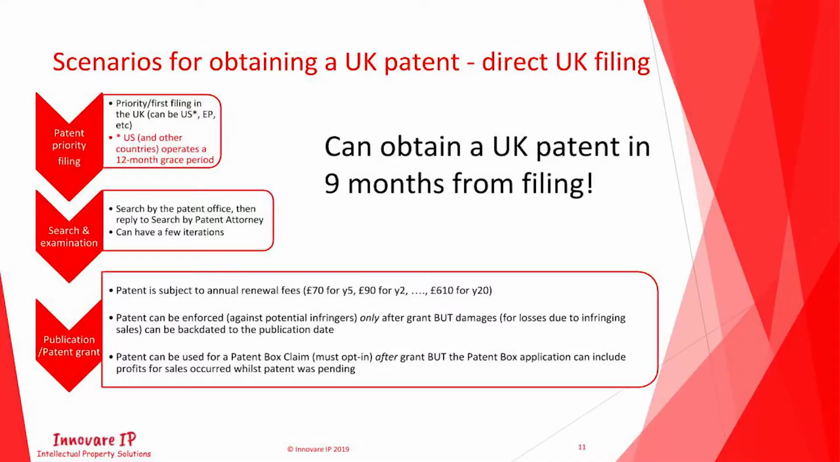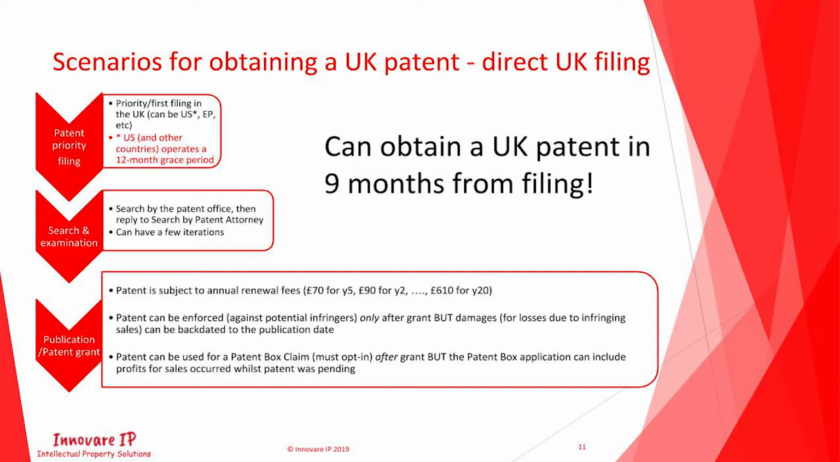There are various scenarios for obtaining a UK patent. So this is a direct UK filing. So we start with filing a patent in the UK. We call that priority. Then the clock for that patent starts to run. Remember, patents last 20 years. So as soon as we file the UK patent application, the 20-year clock has started. And you can obtain a UK patent in as little as 9 months from filing.